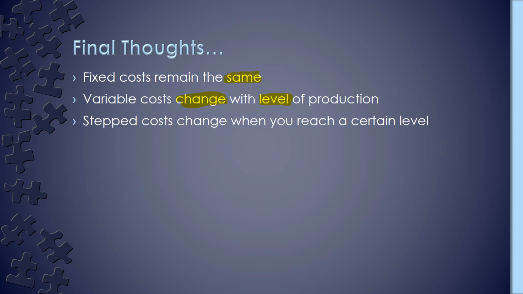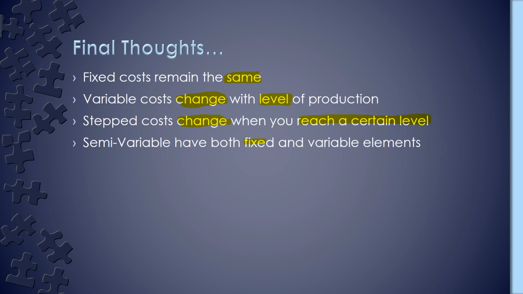Your stepped costs are going to change, but only when you reach a certain level. So for up to a certain level of production, you'll pay an amount, and then when you step up to the next level of production, you're going to pay another amount. So anything up to that level, you're going to pay a certain amount, but it will change. So remember your steps, remember your boxes. Fill your box up, and then you're going to move into the next bracket. Fill your box up, you're going to move into your next bracket.